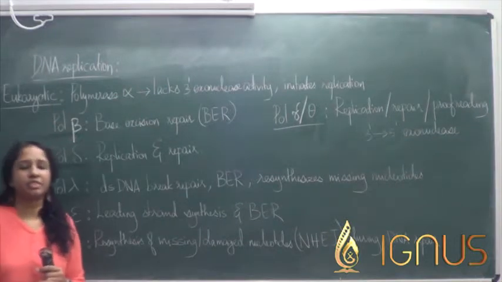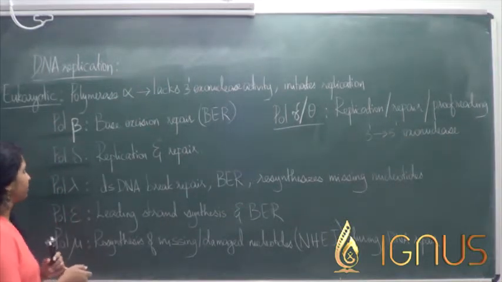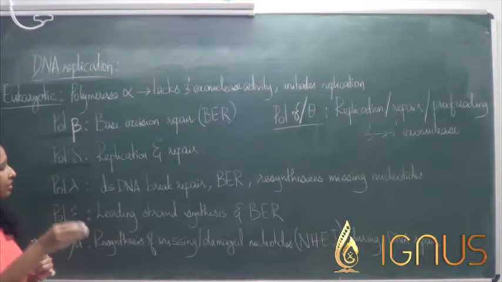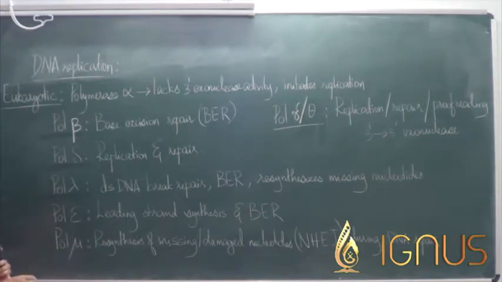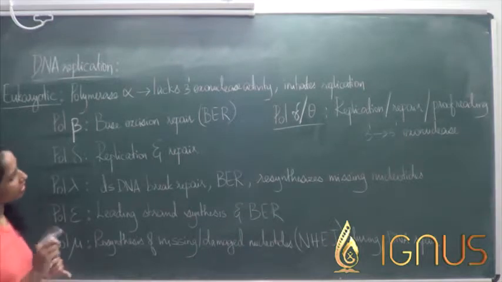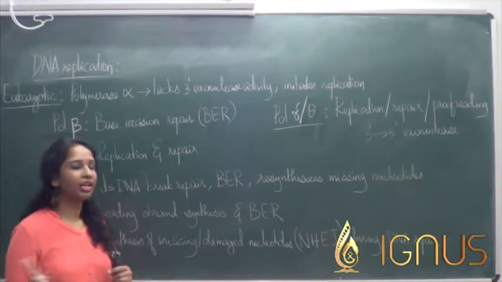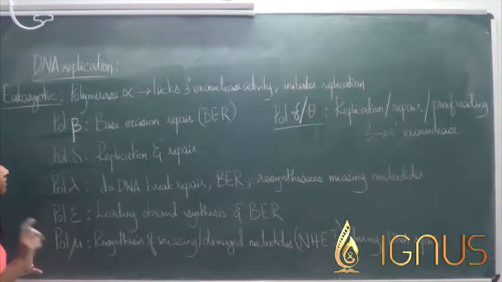On to the DNA polymerases which are found in eukaryotes. You have different kinds. The major ones I will be talking about here: polymerase alpha, beta, delta, lambda, epsilon, mu, gamma and theta. Okay, we will go on with each and every one.